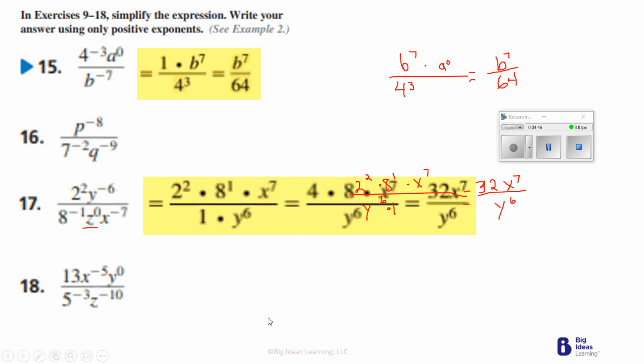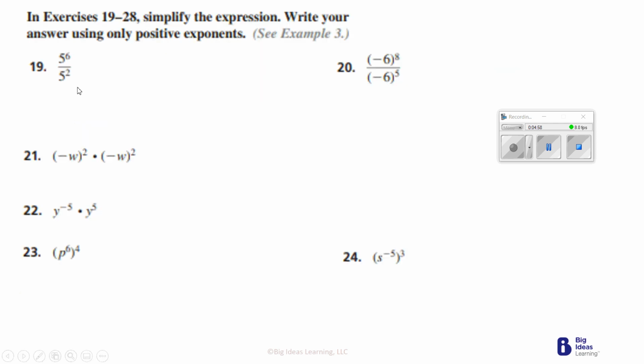32x to the 7th over y to the 6. And I'm just going to erase some of that so you can see that's what they came up with for the answer, just like I got. 18 is yours to do. 19, write your answer using only positive exponents.